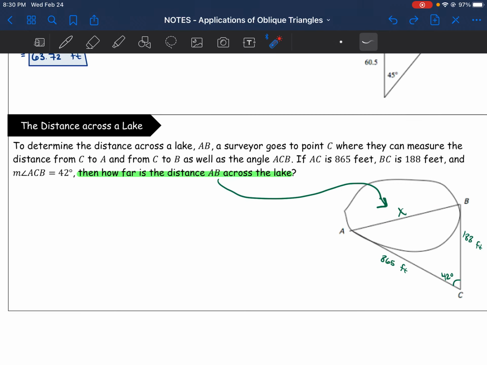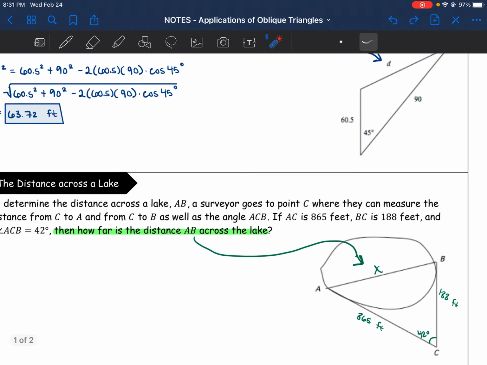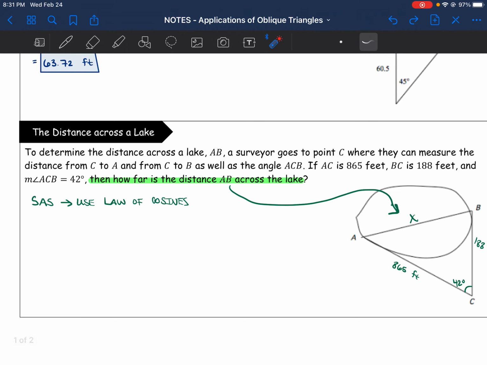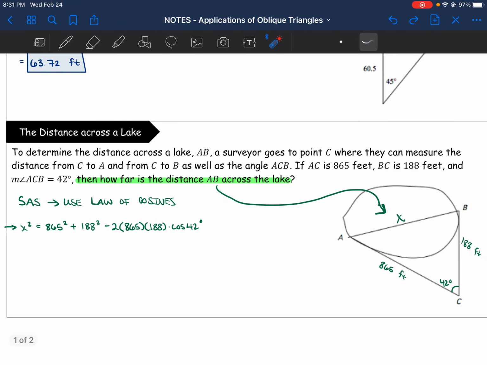Again, looking at what we have, this is very similar to the problem we just looked at. We have a side, angle, side, and we're trying to find the side across from the angle. That tells us we're going to use the law of cosines again. Plugging in the pieces, x squared equals these two sides squared and added together, minus 2 times these two sides, times the cosine of this included angle. Taking the square root of both sides, we get that this distance AB is about 736.12 feet.